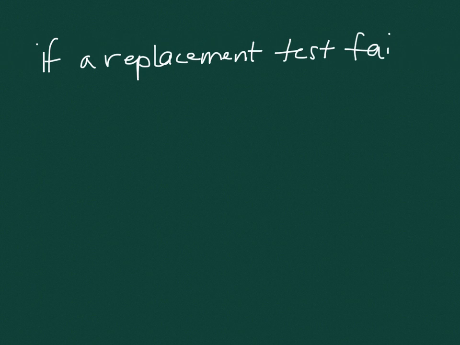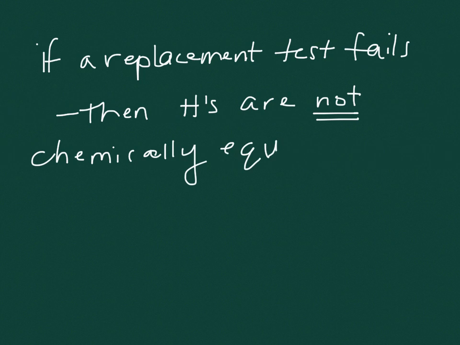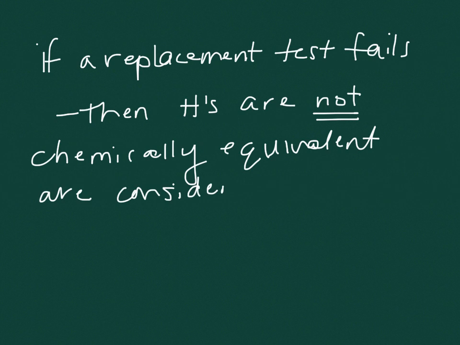If a replacement test fails, then the hydrogens are not chemically equivalent, and are considered to be diastereotopic.